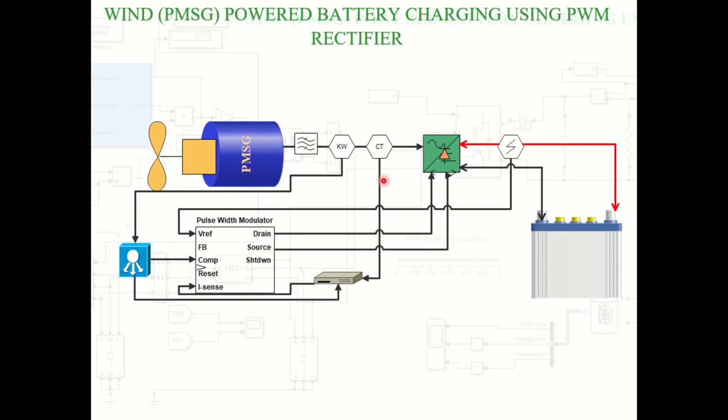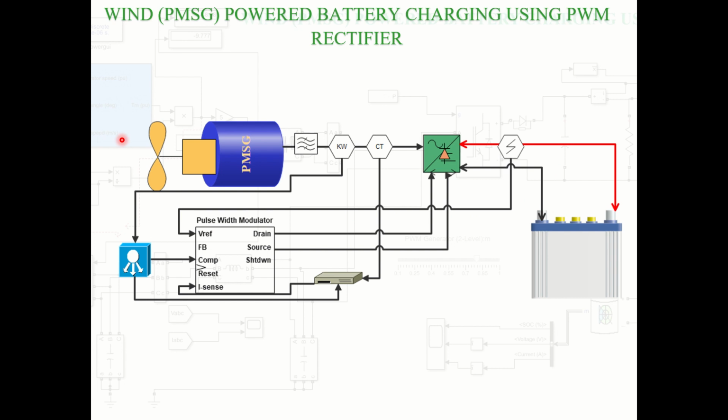This current transformer senses the current and feeds it into our control part. Here, this is the pulse width modulation block. We obtain the speed, the current and other required data, and then it produces the pulses for the PWM rectifier. Here is another load which is also connected. This is another sensing point. This sensing of the current flow is connected with the V reference voltage.